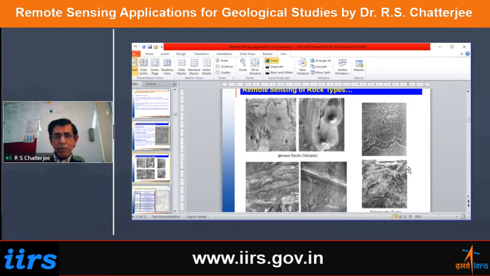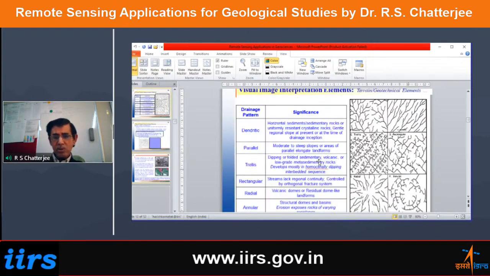Now drainage pattern, as I told you, after 2 slides I will explain how drainage pattern helps us to interpret geological information. You can interpret the rock types, the attitude of the rocks, and the geological structural control. Like if the pattern is dendritic, like a tree, this dendritic comes from dendron. So like a tree pattern drainage, then we can say these are horizontal sediments or sedimentary rocks or uniformly resistant crystalline rocks. Okay, and the slope is regionally very, very gentle. So you can interpret what the rock types are here.